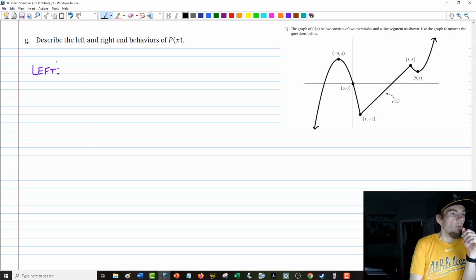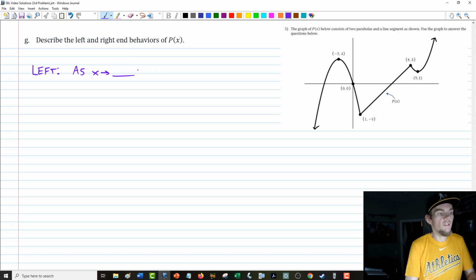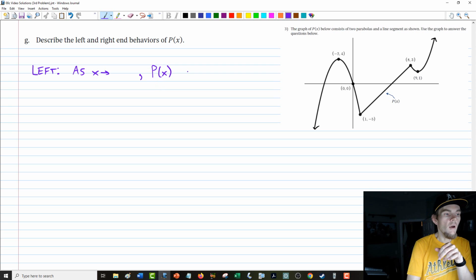Basically on the left, we're going to say, as x approaches something, I'll just leave it blank, how about that? As x approaches something, f of x, or in our case, p of x, because that's our function name, p of x approaches something else. Actually, I'll leave them there. So that is the left version. The right version is going to look eerily similar.